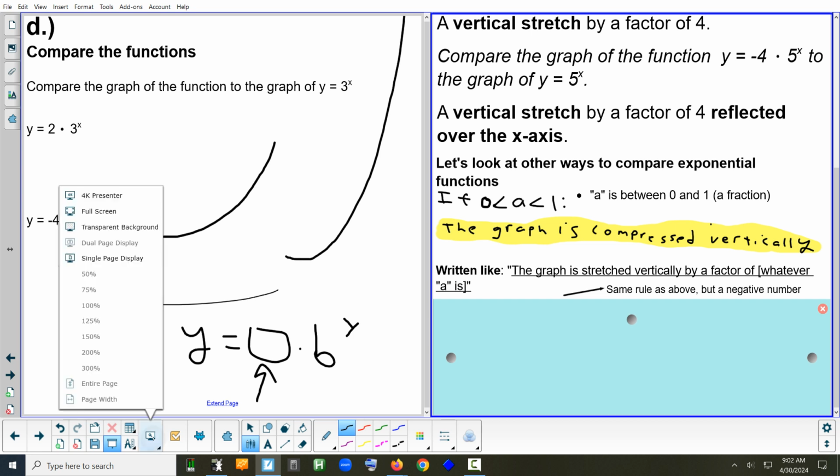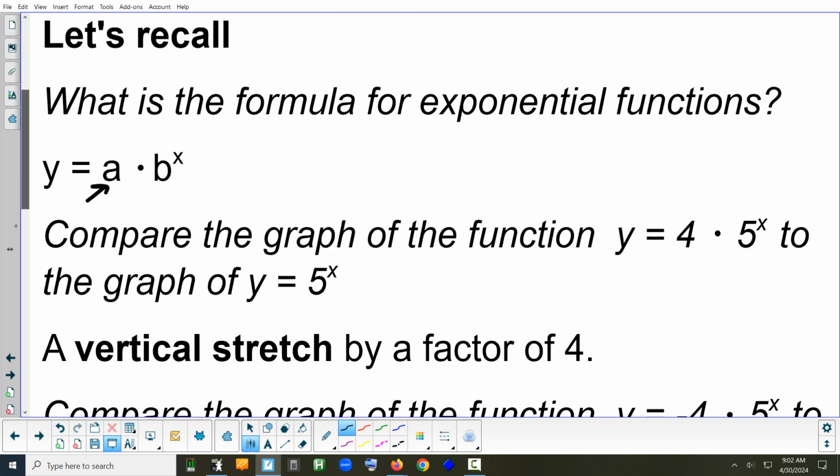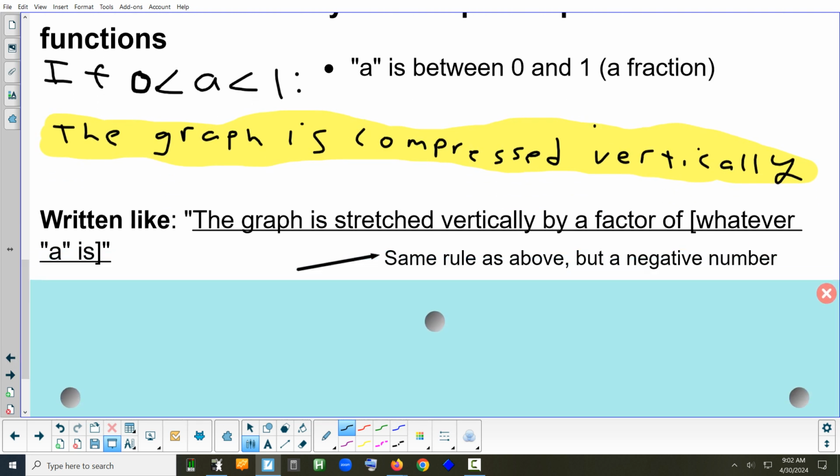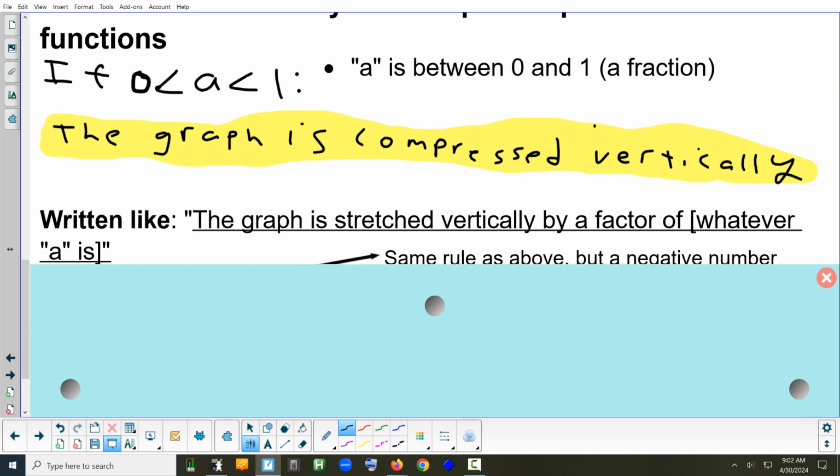All right, let me just make sure that's right. Stretch factor above. You know what? For that one, the way we're going to say it, the graph is stretched vertically. Actually, no, that's fine. You can say it that way. The graph is stretched vertically by a factor of A. So essentially, you're still saying it the same way we did yesterday.